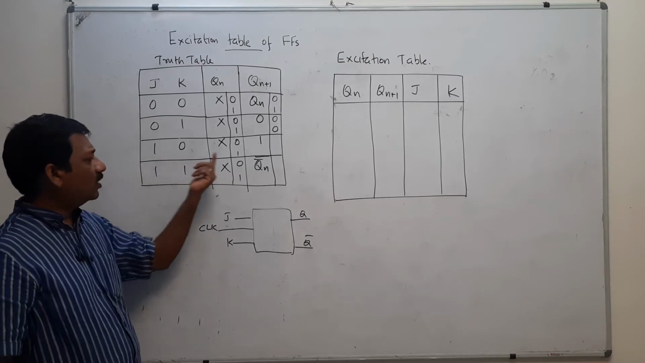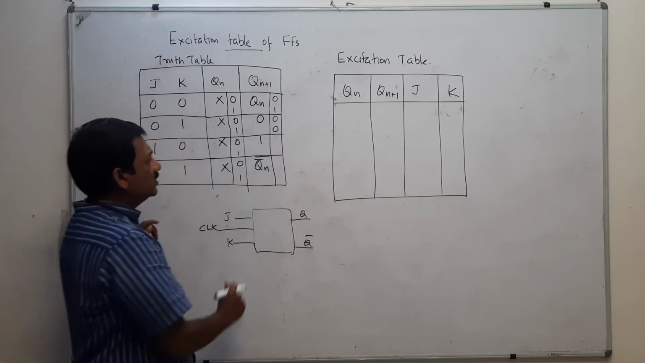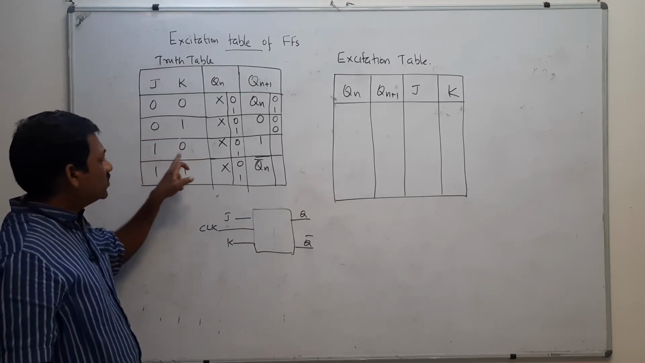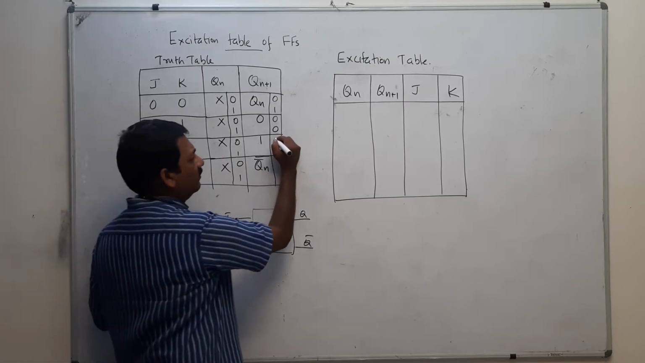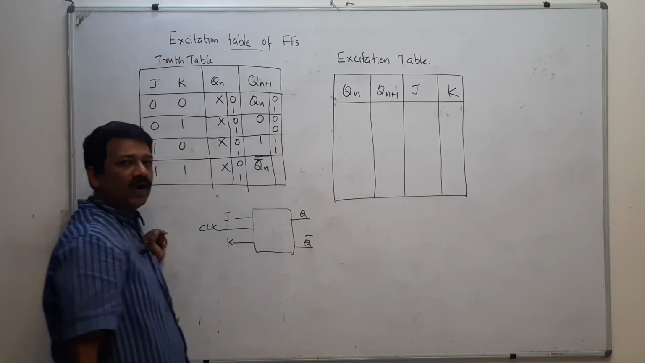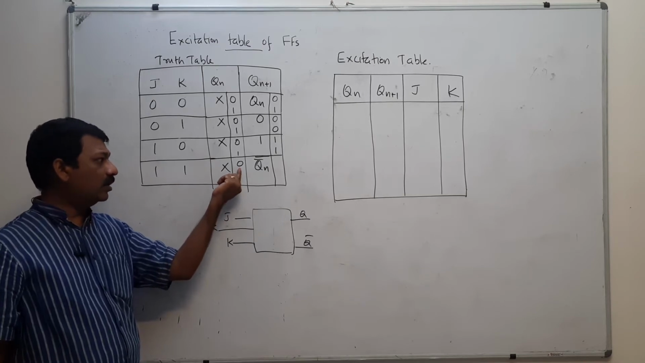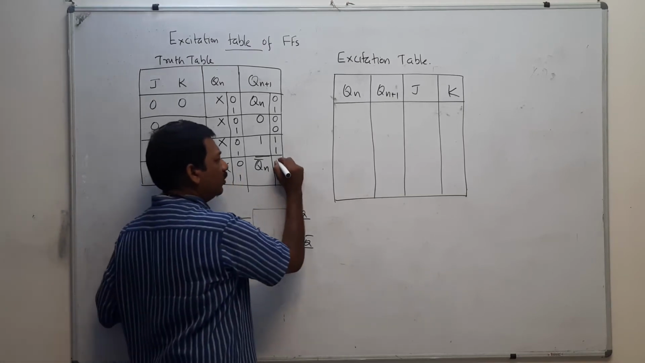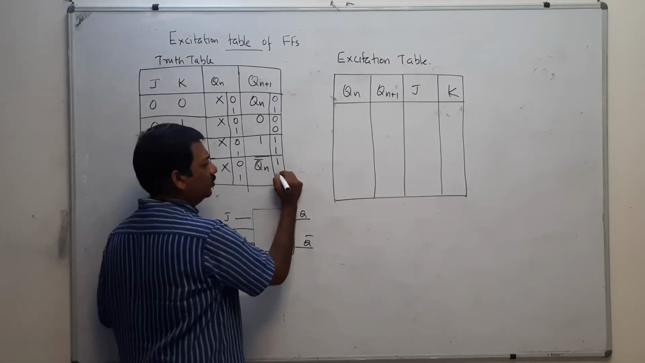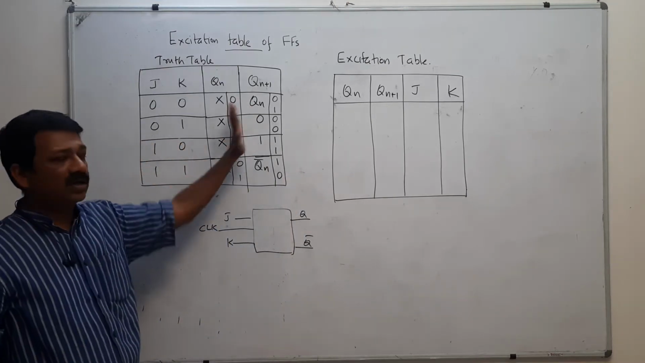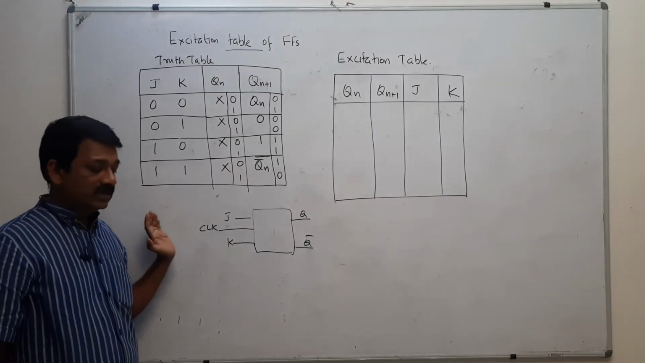If it is 1 0, if the previous value of this is 0, it is set. What will happen if it is 1 0? Whether it is 0 or 1, it is setting the value to 1. And now it is 1 1. If the previous value of Q is 0, then that will be complemented. If the previous value is 1, that is complemented to 0. So this is the extended truth table for the JK flip-flop.